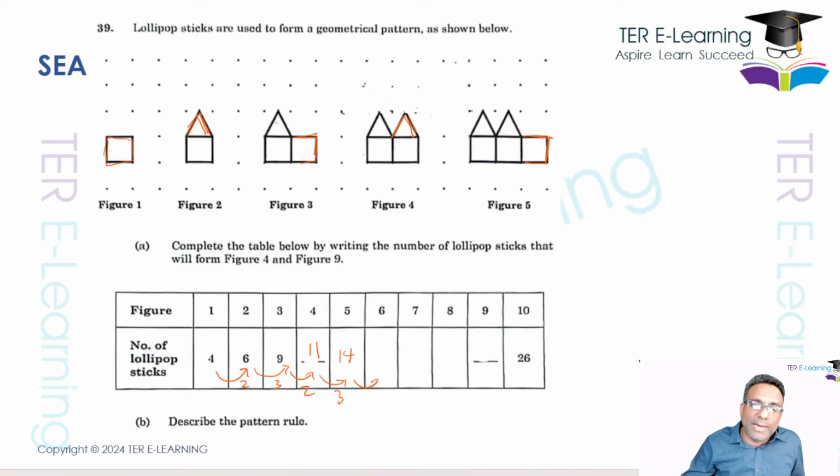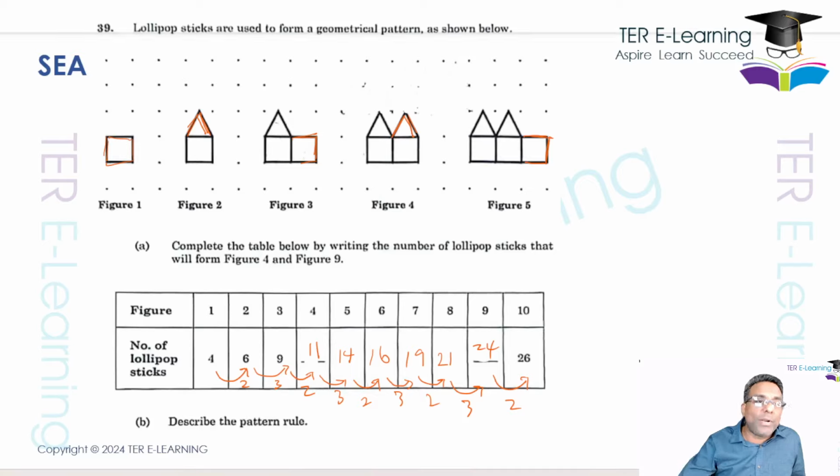Then we're going to add 2. So this is going to be 16. Then we're going to add 3 here. Right? So this is going to be 19. Then for this one, we're going to add 2. So that's 21. And when we jump from here to here, we're going to add 3 more. So that's going to be 24. And the last one, just to double check our answer, we're going to add 2. Right? So that makes sense.